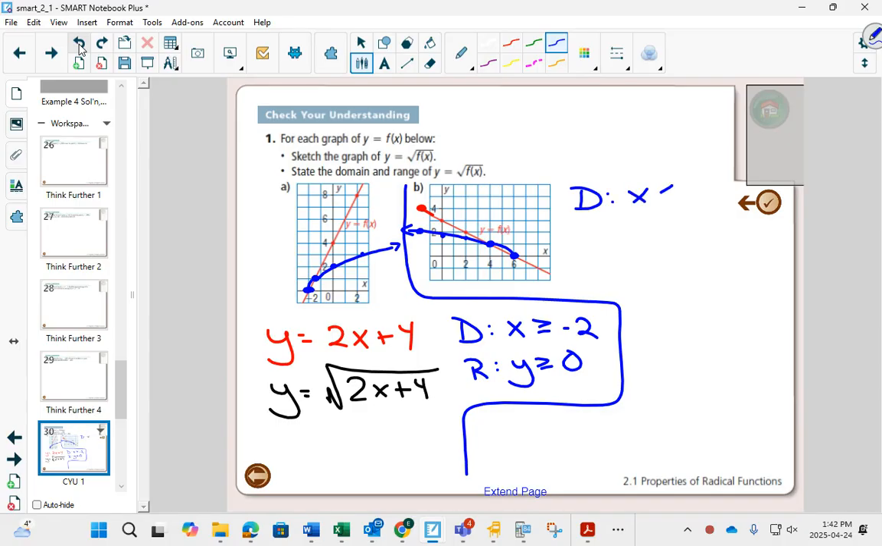So our domain for this one, x is less than or equal to 6, and our range is still bigger than or equal to 0. Questions you can circle on this one. This is question number 5.